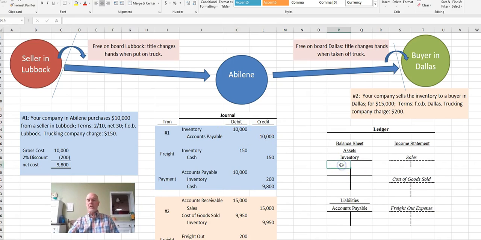So I'll go ahead and here's our ledger. Debit inventory, and I've got the liabilities down here. So this is the balance sheet information. Here's the income statement information. So credit accounts payable.